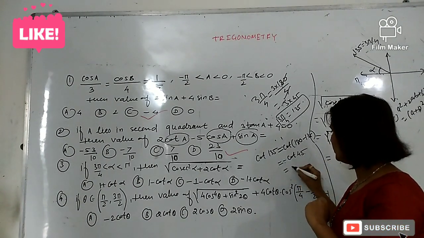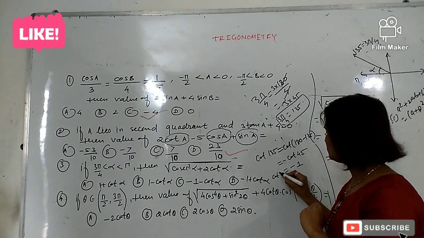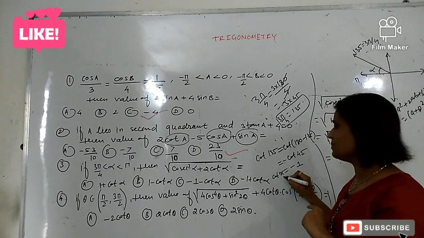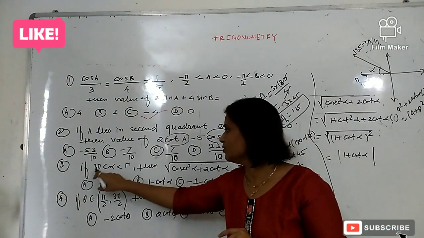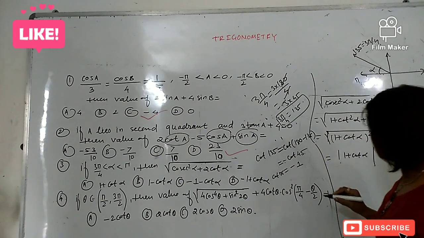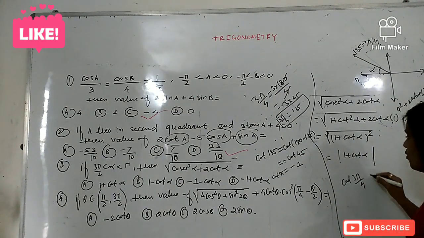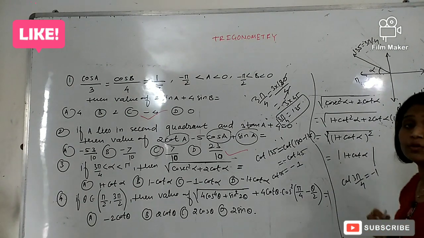And what is cot 45 value? Cot 45 value is 1. And what is meant by this 135? 135 means this angle 3 pi by 4. This cot 3 pi by 4 value is equal to minus 1.